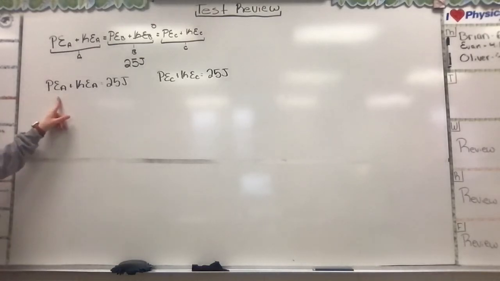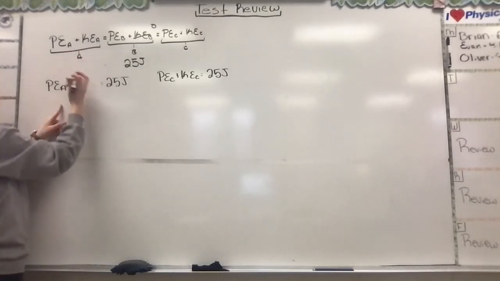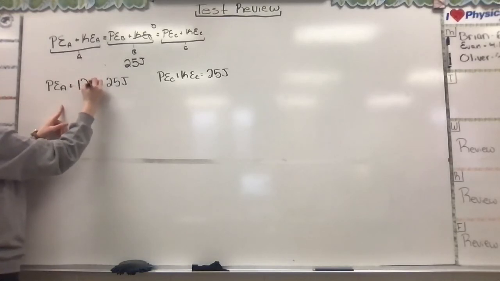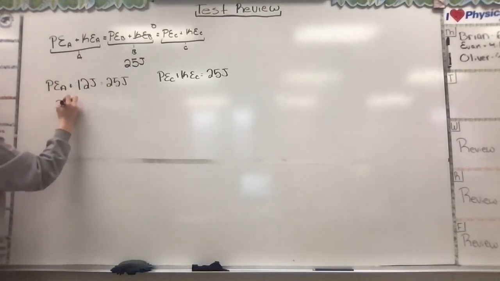What's the one value we're given in part A? But what is that for? Kinetic. Okay, so we're told that kinetic energy in part A is 12 joules. So how do we find the potential energy? Subtract. Okay, so what is our potential energy?